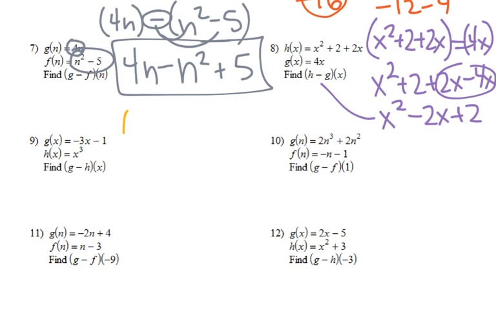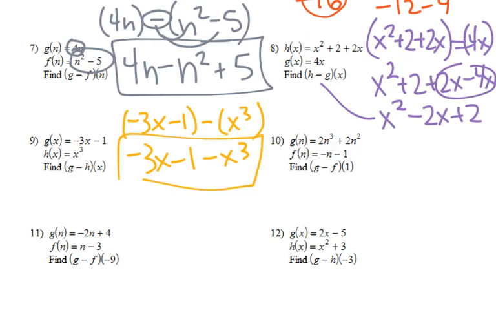Number 9, negative 3x minus 1 minus x cubed. So negative 3x minus 1 minus x cubed. No like terms here, so I have to leave it like that. Okay, now number 10, so let's do them separately.